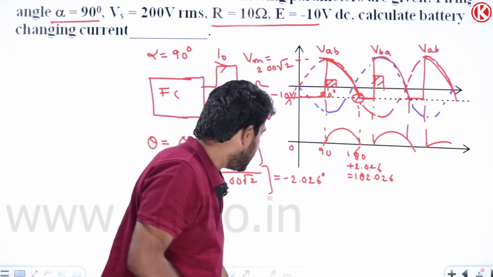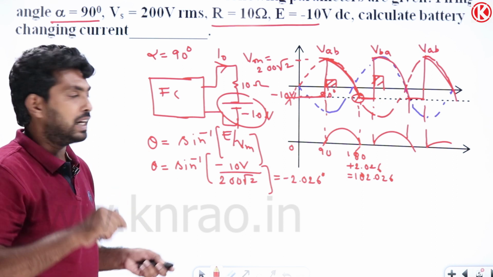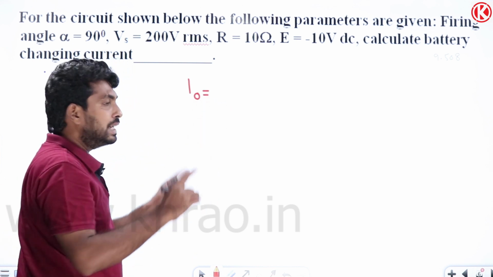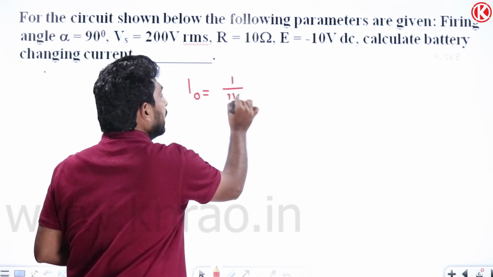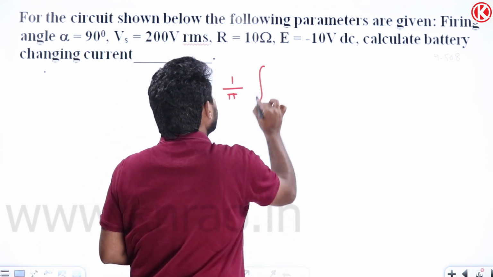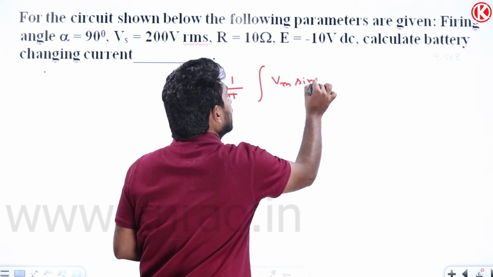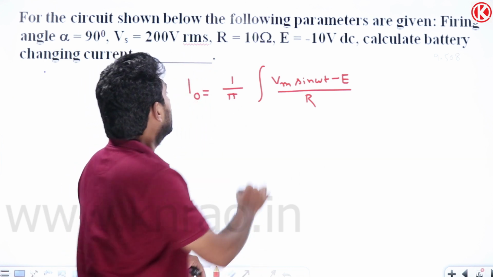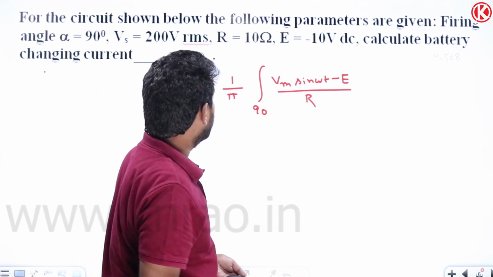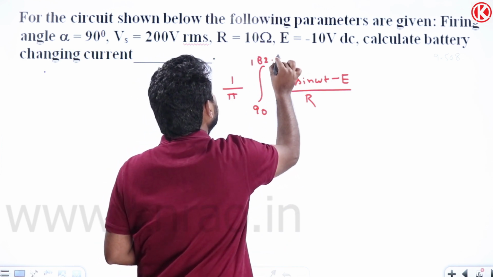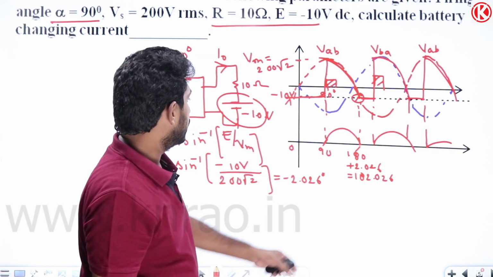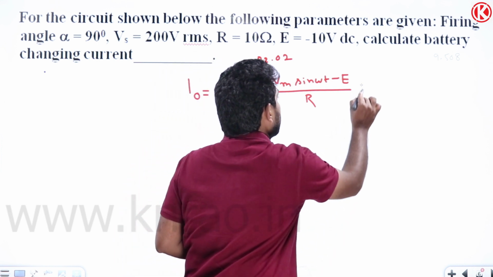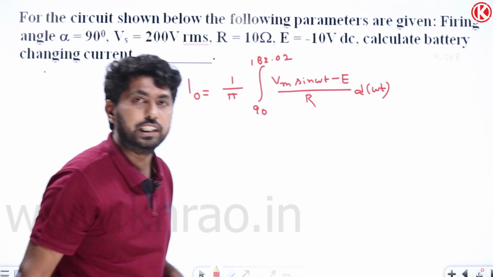Now we need to find the average current here. How can we find the average current? The average current is 1 by pi times the integral of the current. What is the current here? Vm sin omega t minus E by R is the current. So the limits are 90 degrees to 182.026, into d omega t. Let me simplify this one.